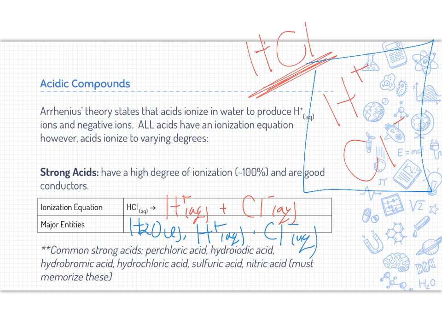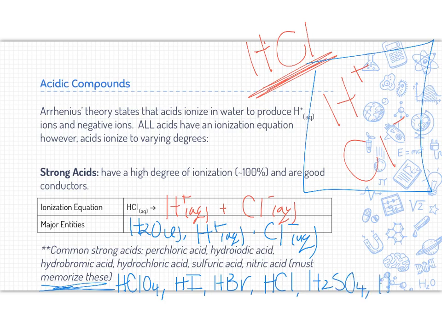Common strong acids, there's only 6 of them, so you have to memorize these. Perchloric acid is HClO4. Hydroiodic is HI. Hydrobromic is HBr. Hydrochloric, obviously HCl. Sulfuric acid is H2SO4. And nitric acid is HNO3. These are the only strong acids. Every other acid is considered weak.